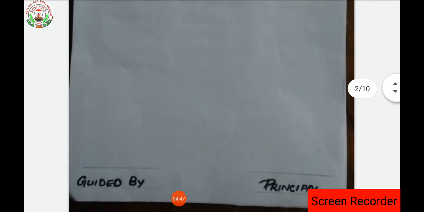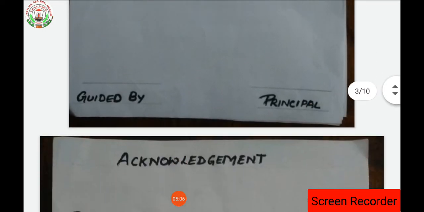Now at the end of this page we have guided by. Here you have to write the name of your subject teacher. And leave space for the principal. In the principal place you have to write the name of your principal. So guided by, the name of the teacher, and for principal, the name of your principal.